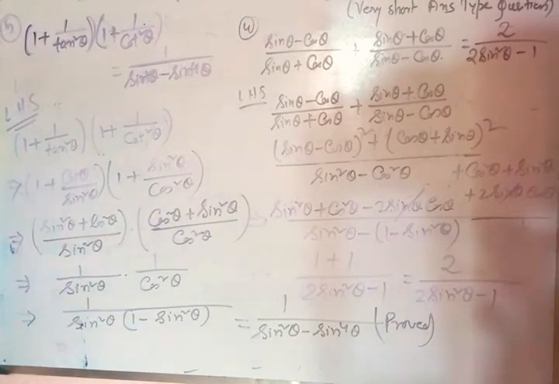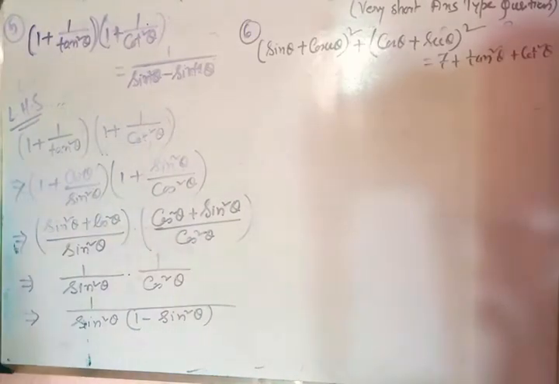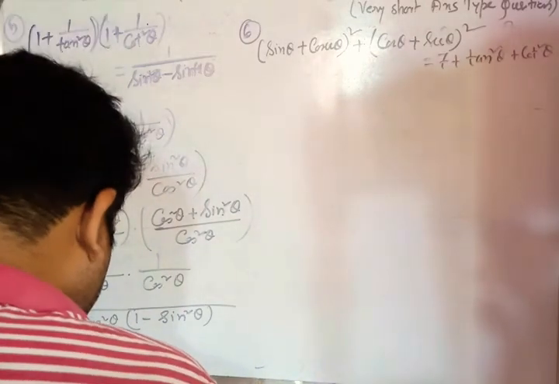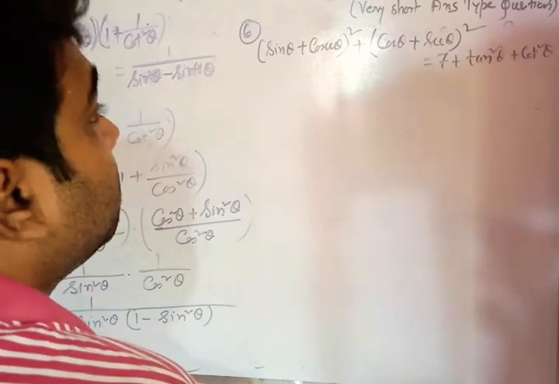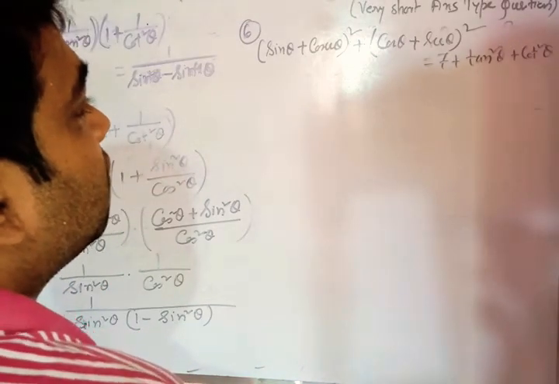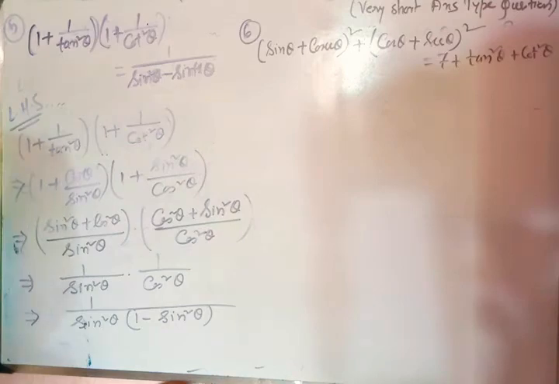Okay, next move to another question. So here one question is given, you can see it: (sin theta plus cosec theta) whole square plus (cos theta plus sec theta) whole square, that's equal to 7 plus tan square theta plus cot square theta, we have to prove.